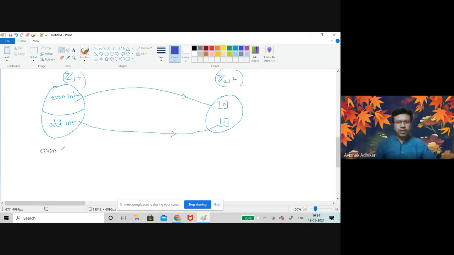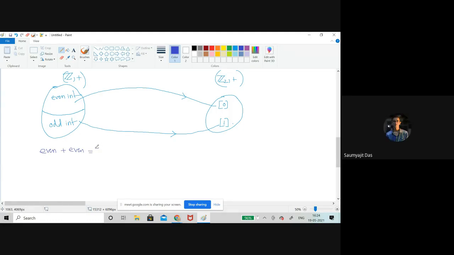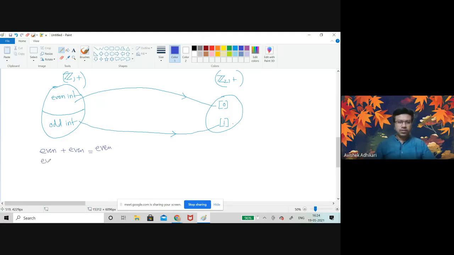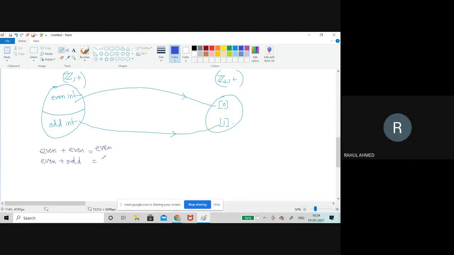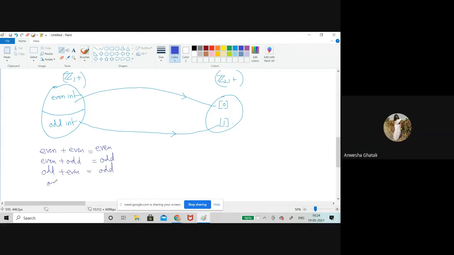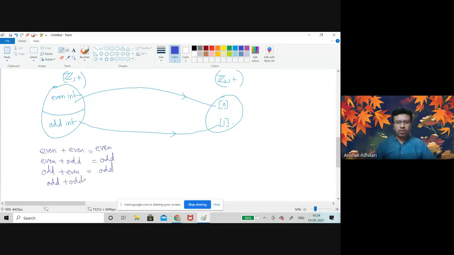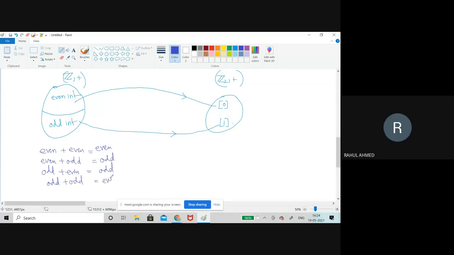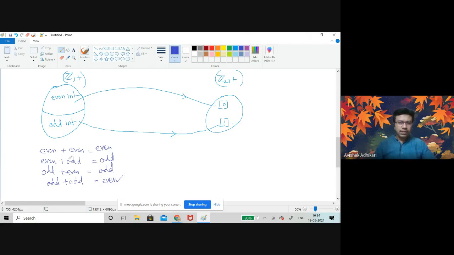Even plus even, what is it giving? Some even number plus an even number should give an even. Even plus odd becomes odd. Similarly, odd plus even becomes odd, and odd plus odd gives me even. Now this plus is actually the same plus. You can understand this, same plus.